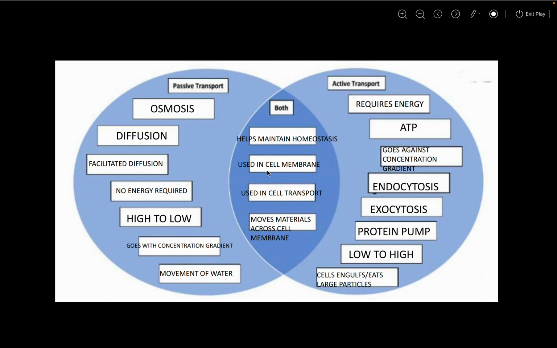They are both utilized in the cell membrane, used in cell transport, specifically in plants, how water is transported from the roots to the different parts of a particular plant. It moves materials across the cell membrane via the cell transport. Having said that, these are the various answers for your first diagram in your activity, and I will be checking it thoroughly later regarding your output as a group.